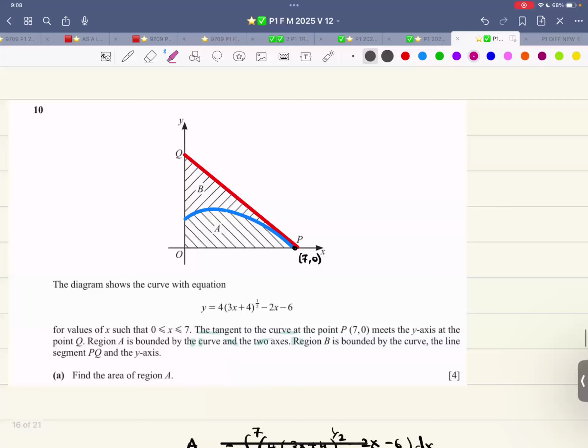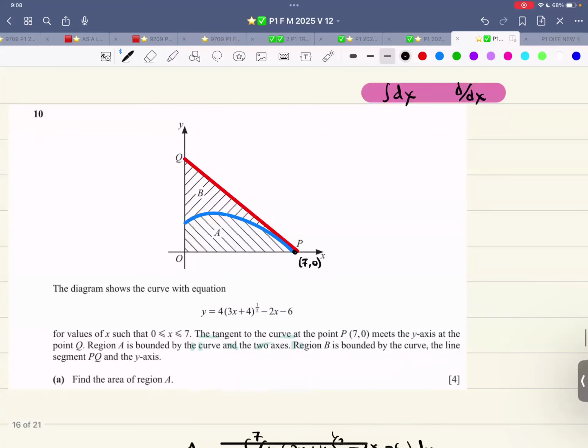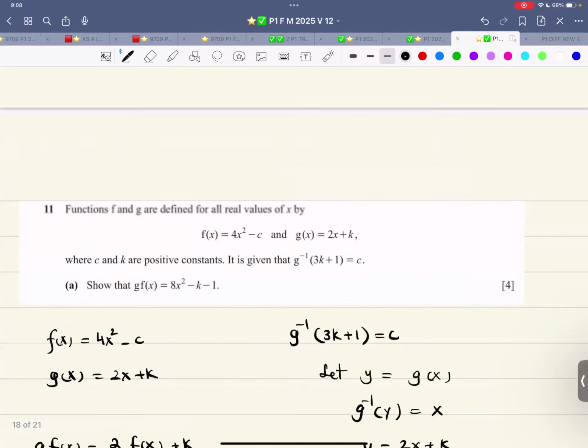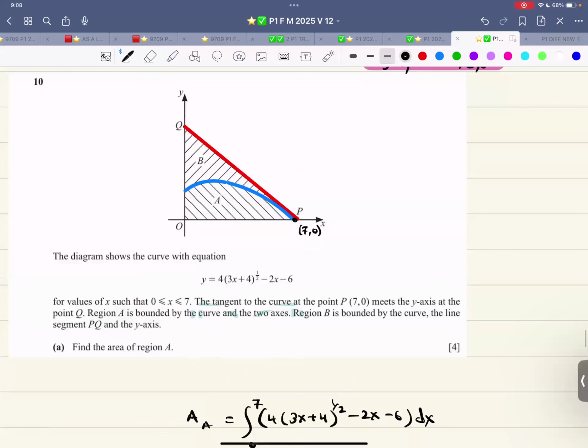Question number 10. This is about integration, as we can feel it right away. This is about integration. This is about differentiation also. Yes, it's integration and differentiation. Now over here, the question says that this is the equation of the curve. It lies between 0 and 7. The tangent to the curve at P meets the y-axis at Q. The red one is the tangent.